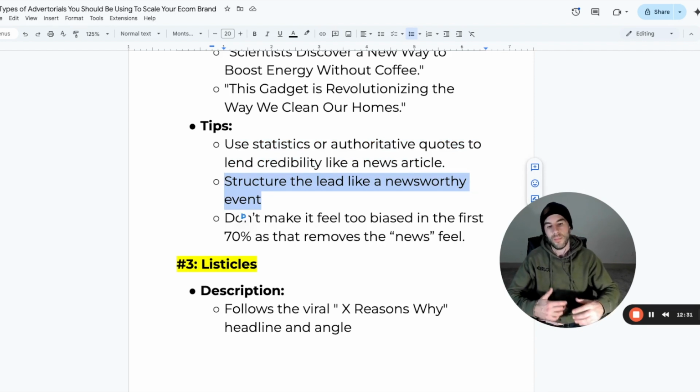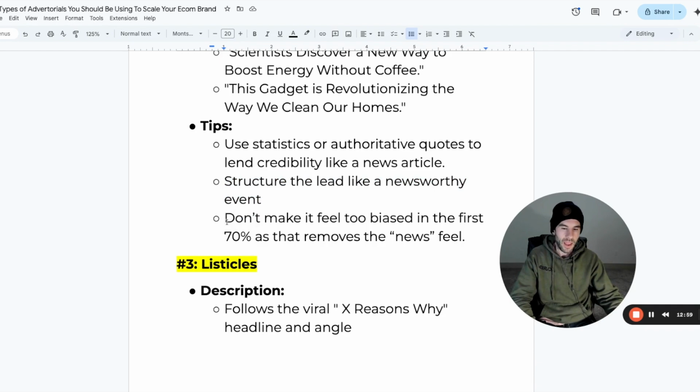Typically, this is going to be some kind of big breakthrough when it comes to discovering something new about the problem that people are running into that they don't know about, or something that is a big new discovery around the solution. So typically, those are the two things you're going to want to highlight in the lead of a news article style advertorial: a newsworthy event around the problem or the solution. And that'll get you a pretty good ways.